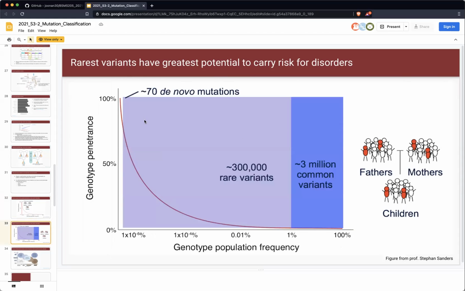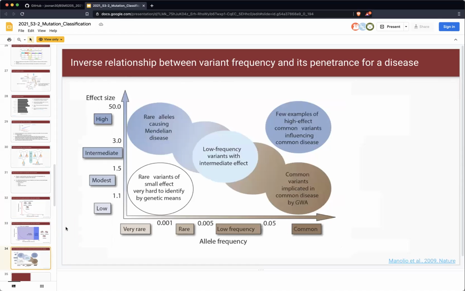Okay, and the rare variants and common variants, in one individual, right? Or you can also put a graph like this for the allele frequency and the risk of the variants. In other words, we call it the effect size, or in other words, we call it the penetrance. So they are equivalent terminologies describing the same thing, right?